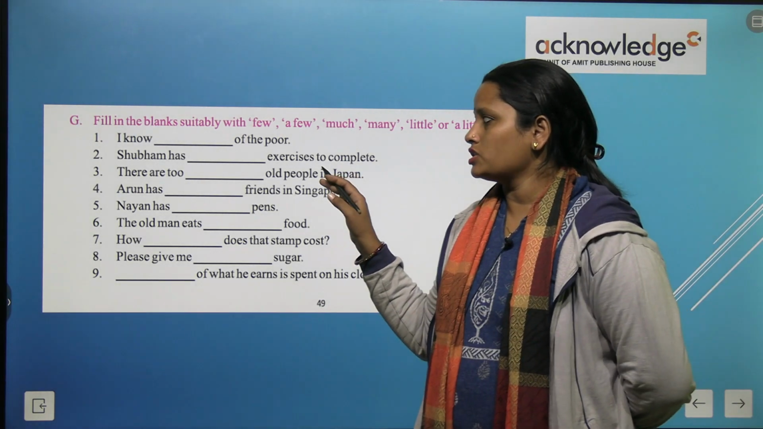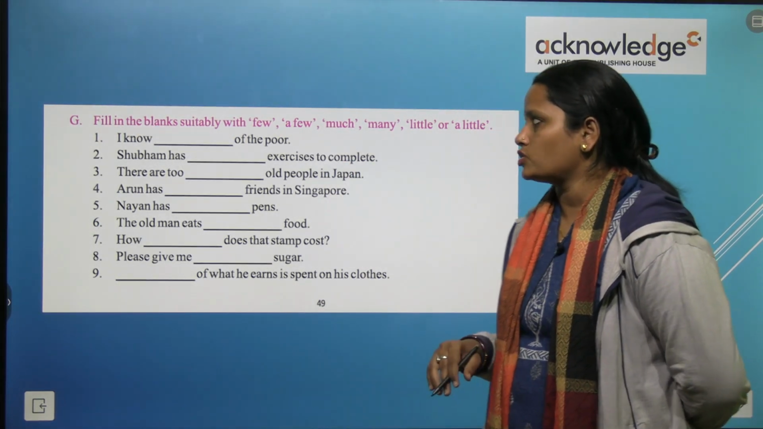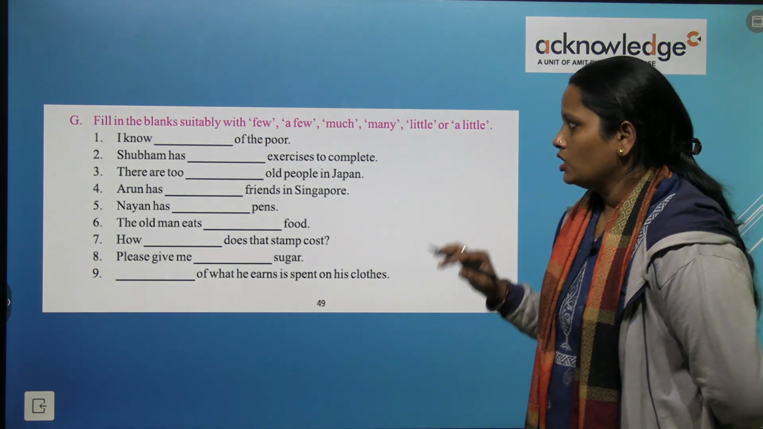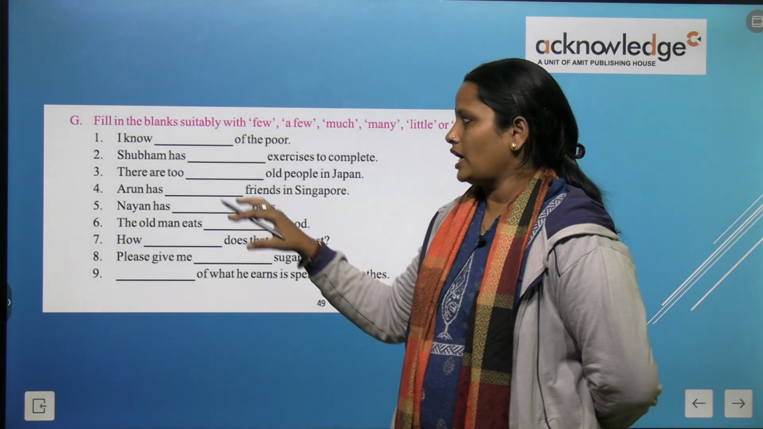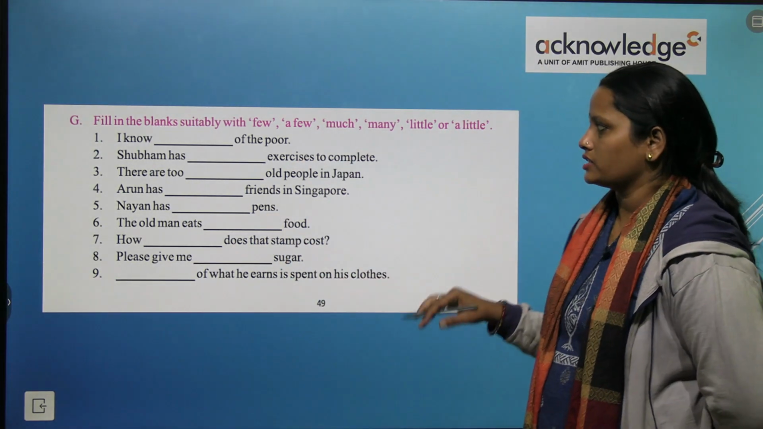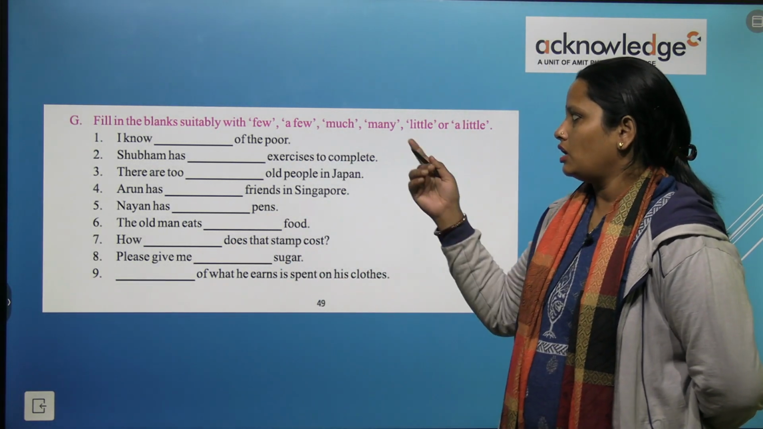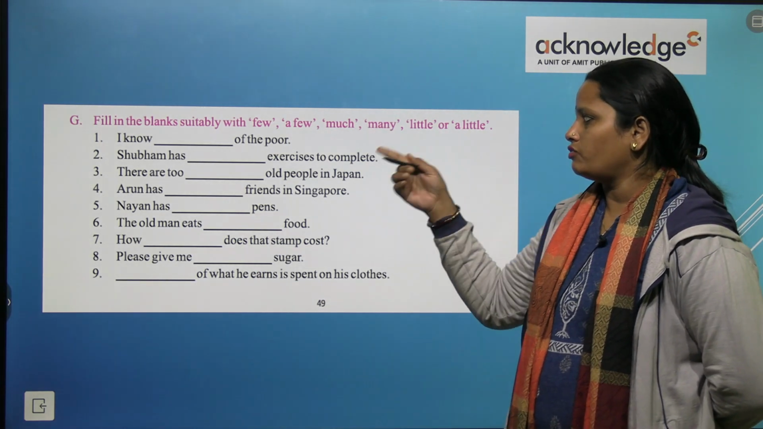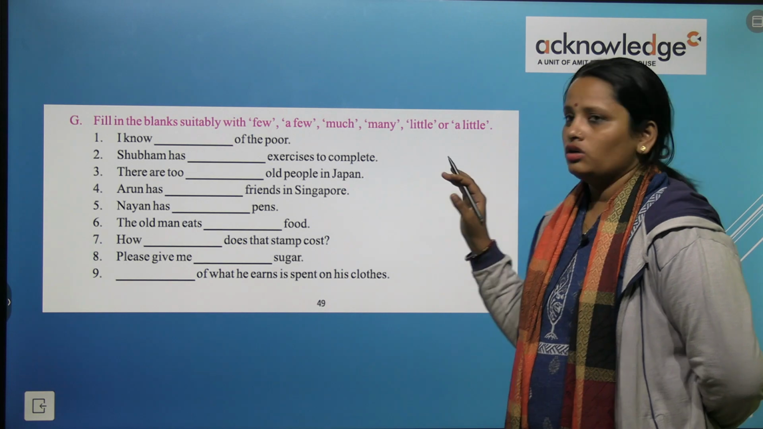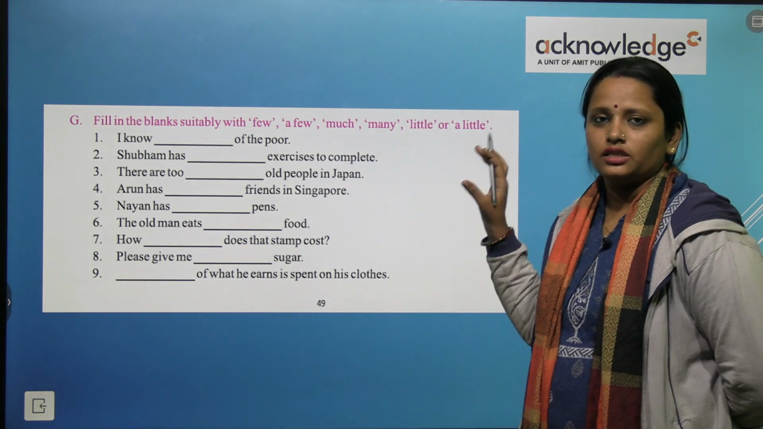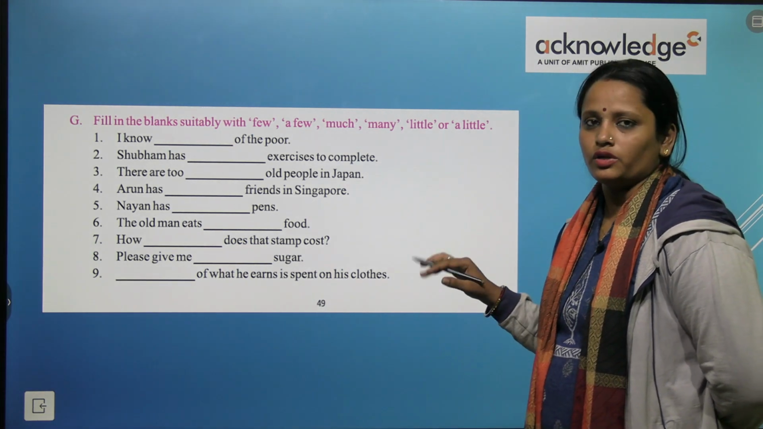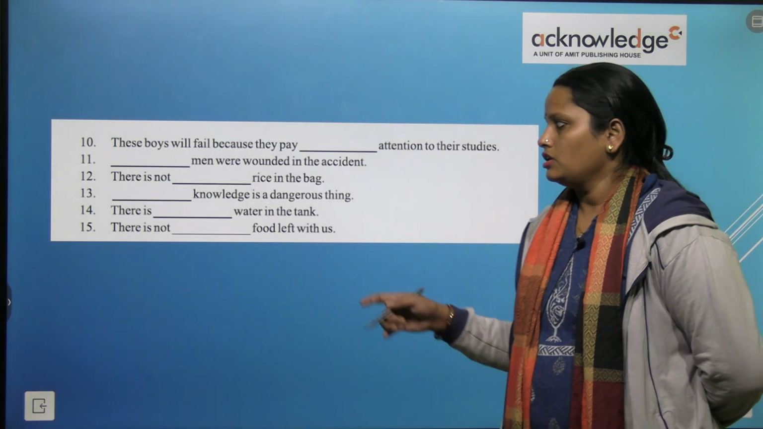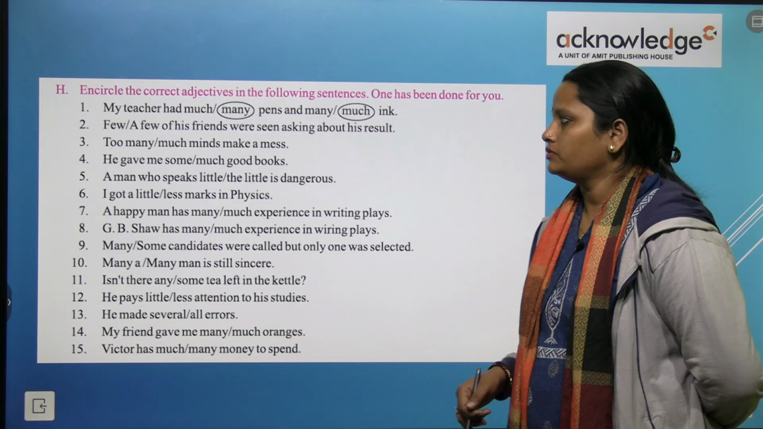Now similar questions are given here also. Fill in the blanks suitably with few, a few, much, many, little or a little. So अभी हमें इनको भी use करना है and then we have to fill in the blanks. I know dash of the poor. We have to choose from this: a few of the poor. So we have to complete this exercise also, like we have completed the other exercises. So this is also your homework.